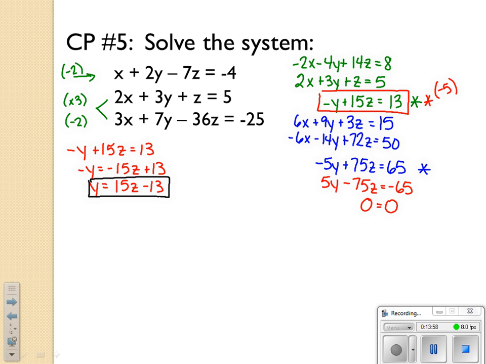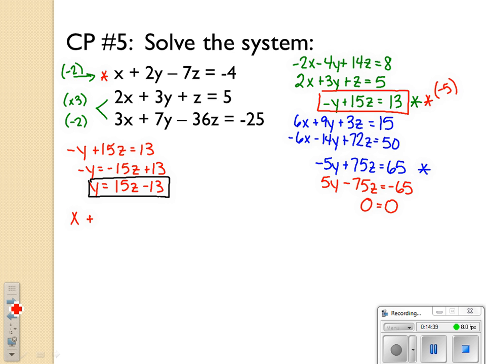Now I'm going to use that so that I can come up with another expression that I can solve for x with. If I plug that 15z minus 13 into one of my other lines, I'm going to get something that has just x and z in it. Notice the top equation here. Do you see how that one has a plain x sitting there? If I put it into that one, the x is already by itself. So I'm picking that one.